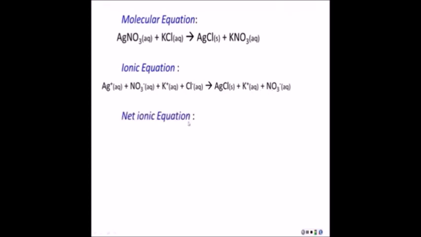My net ionic equation is not going to include the potassium nor the nitrate. It's just going to show the silver chloride being formed. And here it is. So my spectator ions, if I had been asked what they were, my spectator ions would be the potassium and the nitrate, because you notice they look exactly the same on each side. And that's the end.